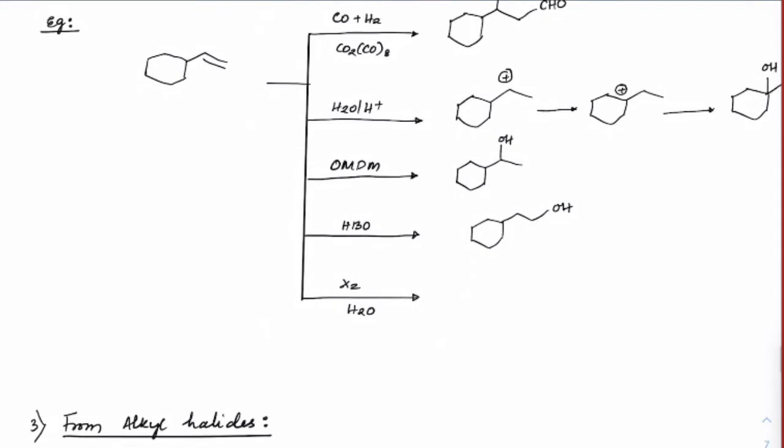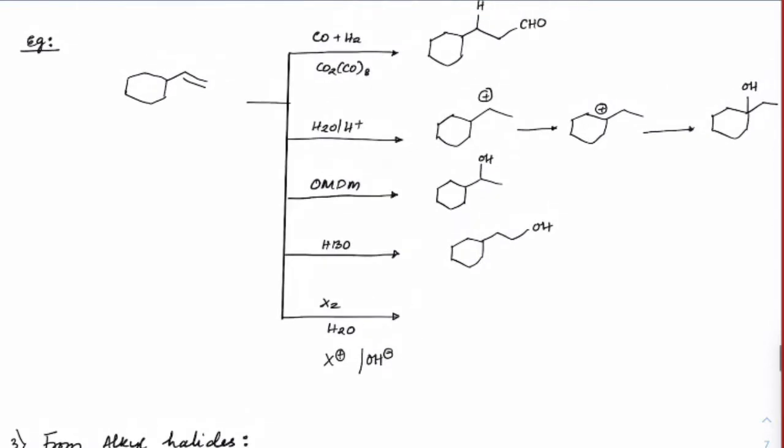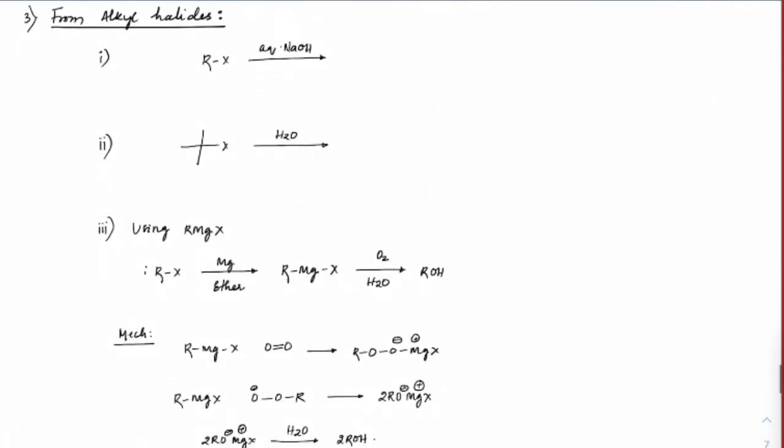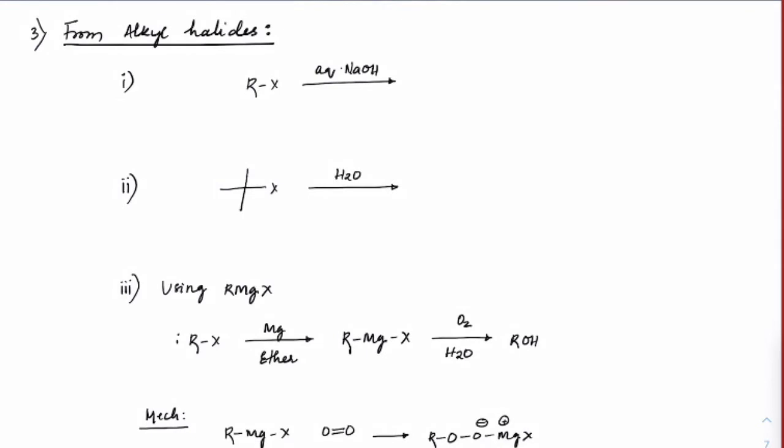Whenever you have halogen water like bromine water or chlorine water, always imagine this as X plus and OH minus. X plus is the electrophile, OH minus is the nucleophile. And you have to add without rearrangement. So X, which is an electrophile, got added, and then the nucleophile will add at this, and it will follow Markovnikov's addition always.